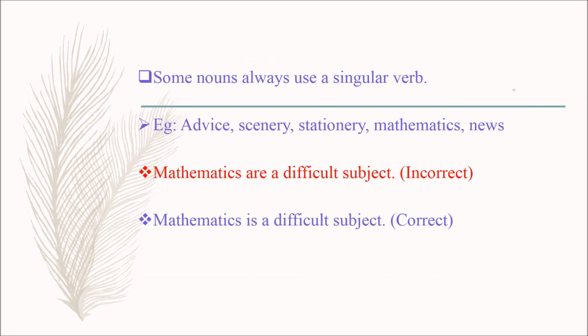Now let's see the rule. Some nouns always use a singular verb. Example: advice, scenery, stationery, mathematics, news. The first sentence is: mathematics are a difficult subject. Is that correct? No. The correct sentence is mathematics is a difficult subject.